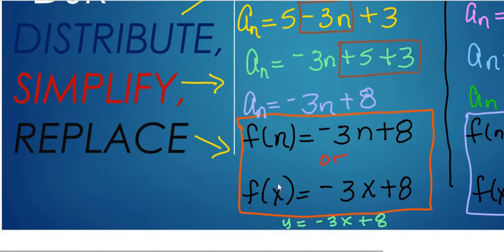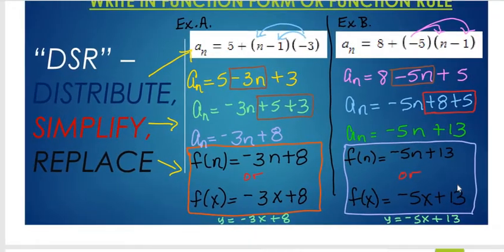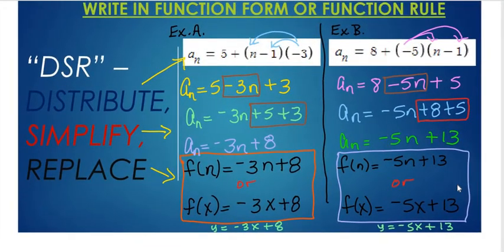The only thing you have to make sure is that this x matches this x, and this n matches this n. This is the same thing as saying y equals negative 3x plus 8. So the y is the same thing as f of x, f of n. It's the same thing. Now, I've already worked example B for you also.